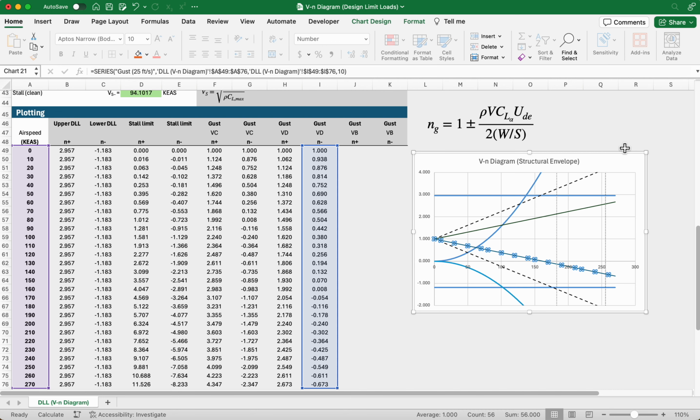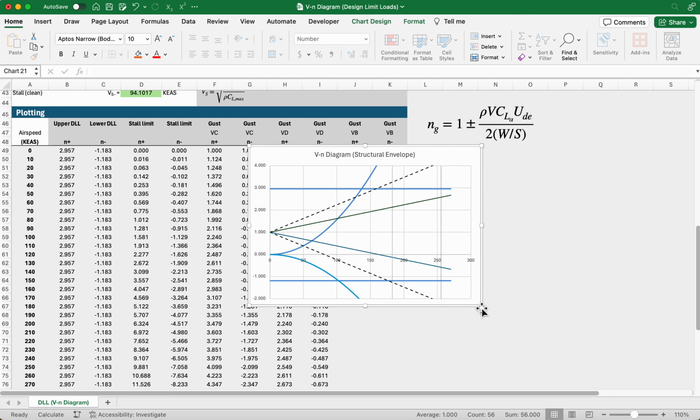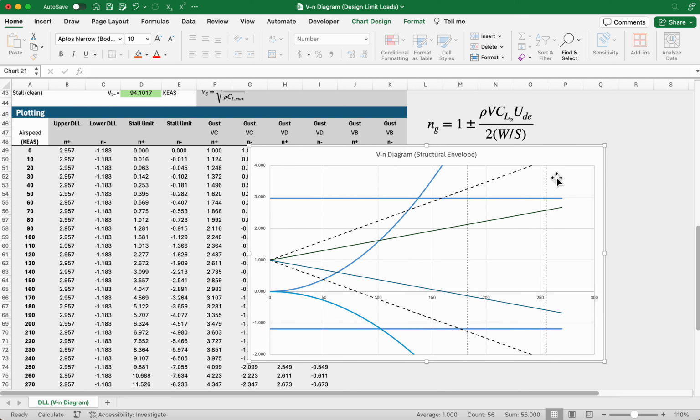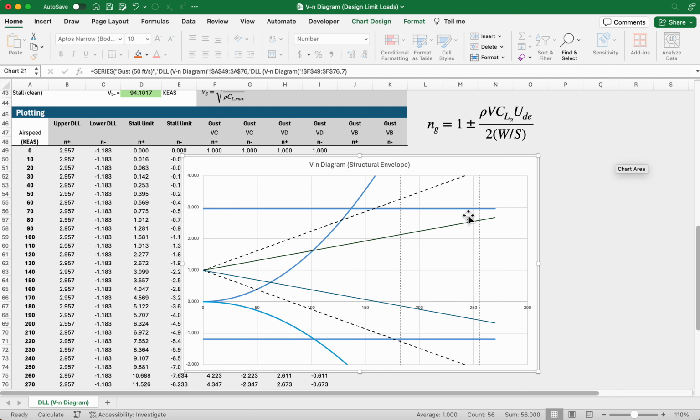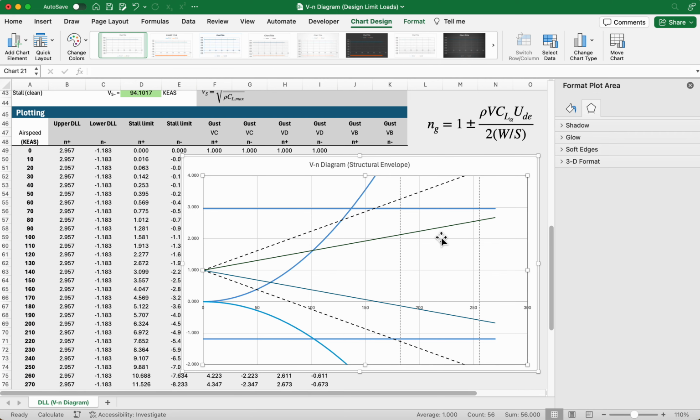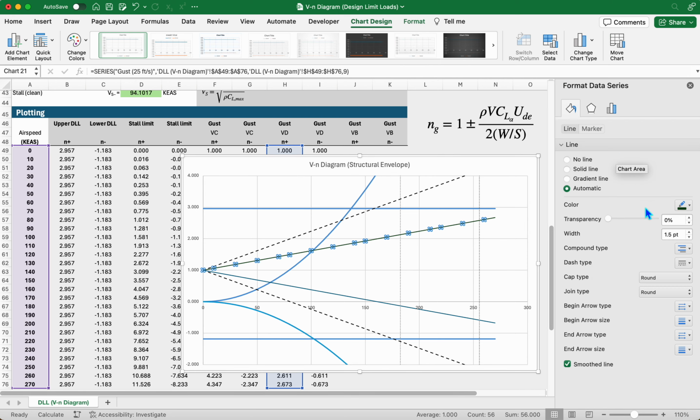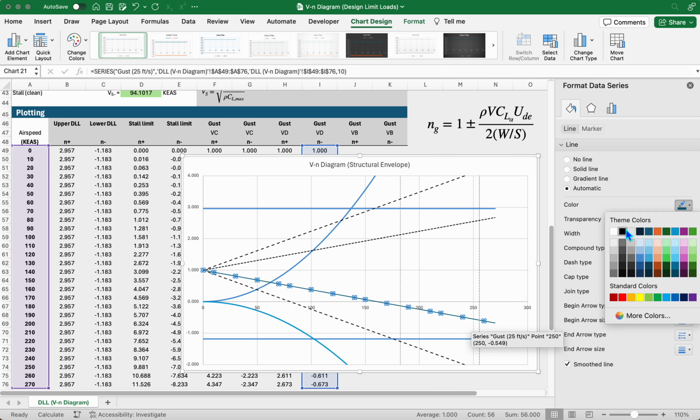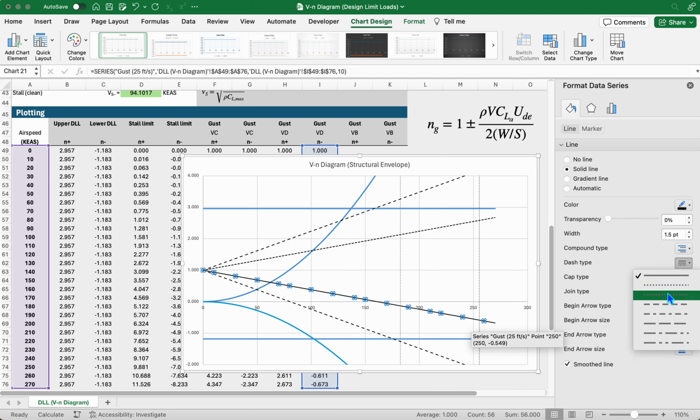So I'll change these as well. Let me make this a bit bigger. Now we have everything we need, pretty much. So I want to format this. These are going to be dive gust lines. We'll make them a little bit different from our cruise gust lines so we can see a difference.